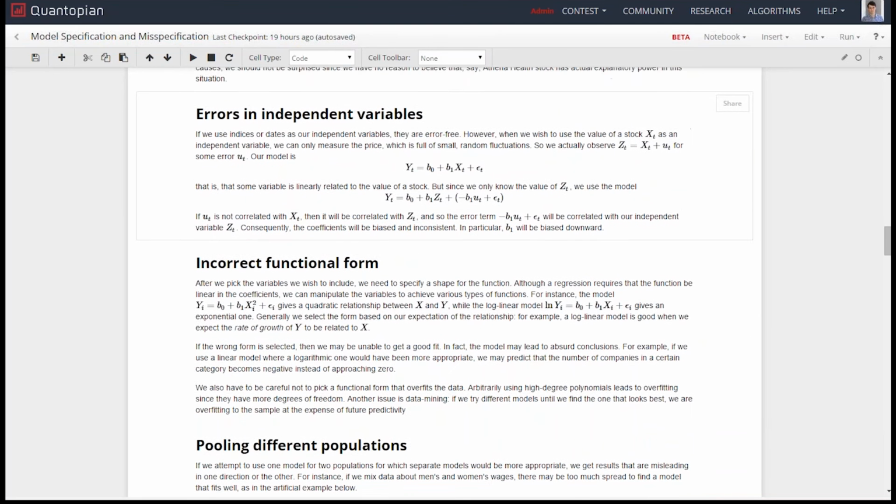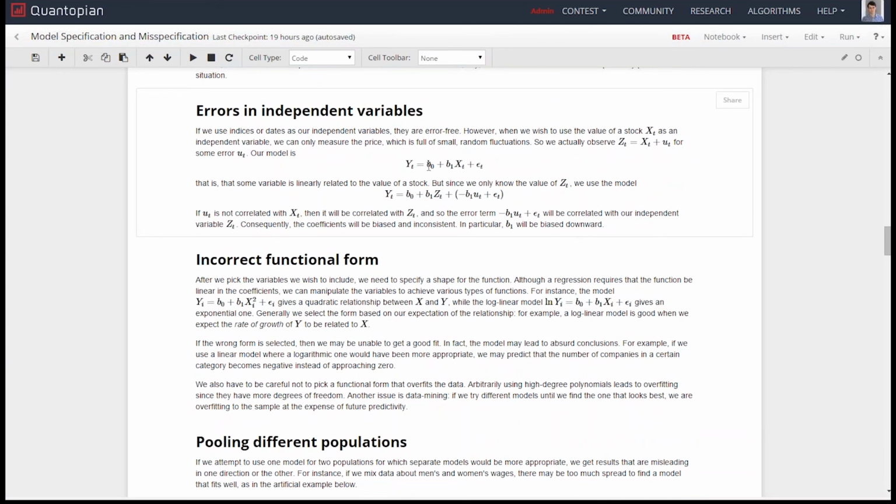Errors in independent variables is an interesting one. This model looks completely innocuous, right? You're predicting y using a constant plus a coefficient times x plus some error. Great, a super simple linear model. You can estimate it using linear regression. But let's say that x is a price. Let's say that your model depends on the value of something and not the momentary price, which is actually true of a lot of trading strategies.